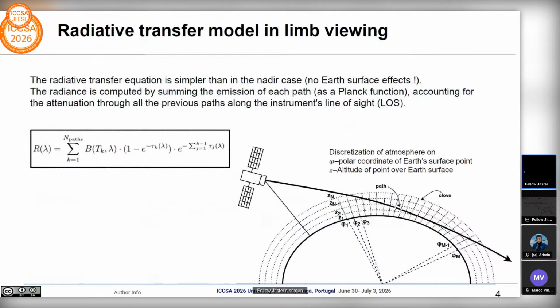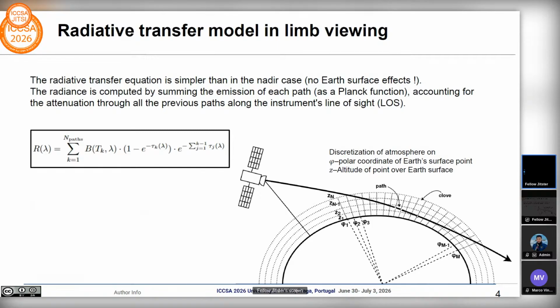Now we can go into more detail about how a radiative transfer model works for this kind of instrument. Essentially, the solution of the radiative transfer equation is very simple compared to instruments in other viewing geometries, because there is no Earth surface effect. So essentially, the total radiance observed by the instrument is computed as follows to simulate the measurement.